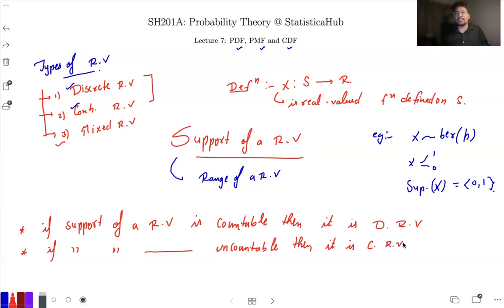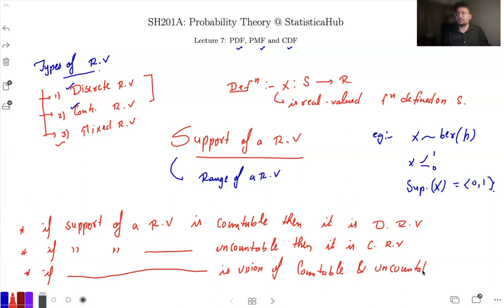And for the mixed random variable, I will give the definition at this place only. If the support of a random variable is the union of a countable and an uncountable set, remember, it is just the union of countable and uncountable sets, then it is a mixed random variable. So that's how we define different types of random variables.